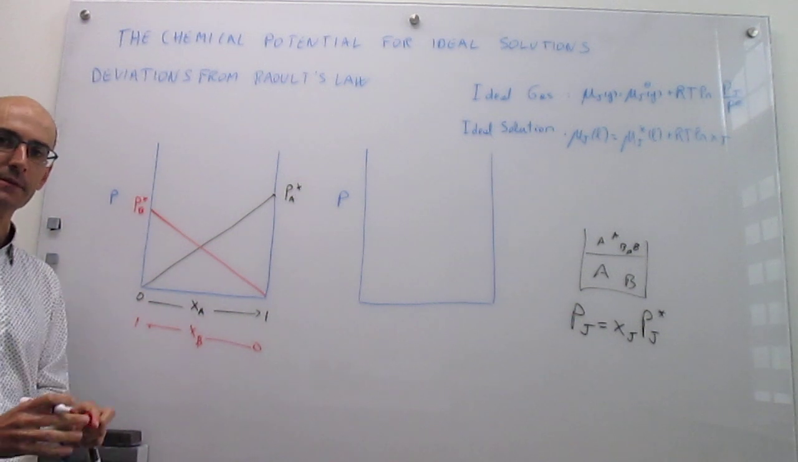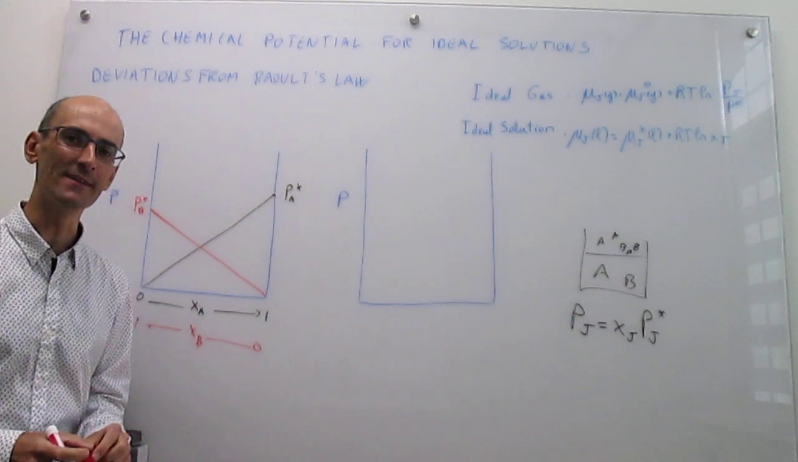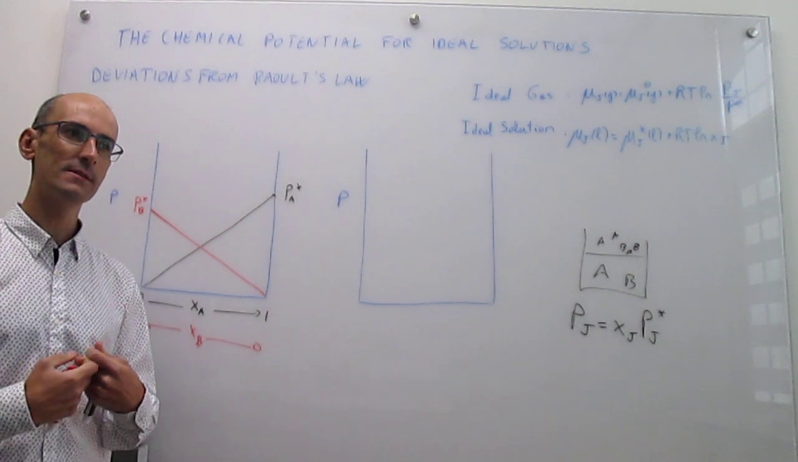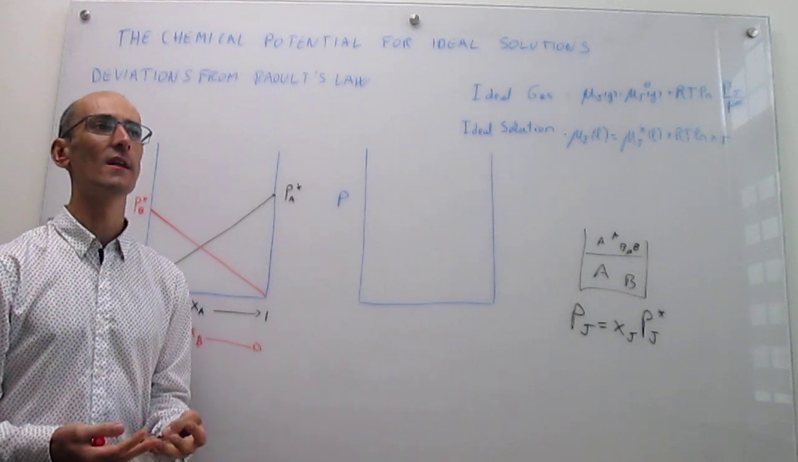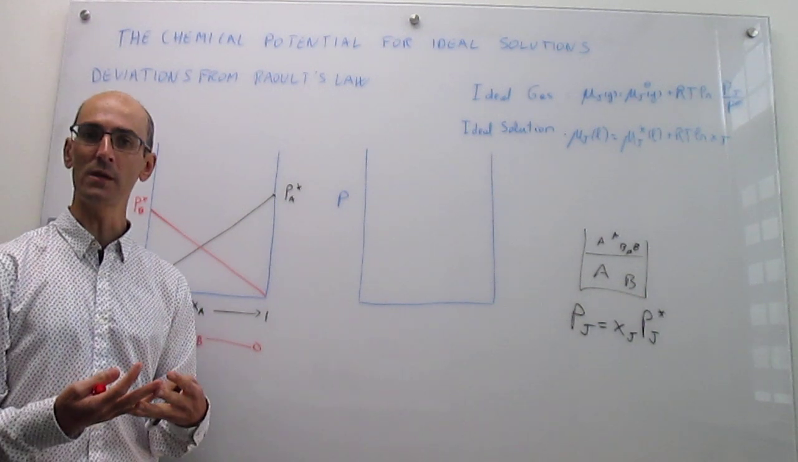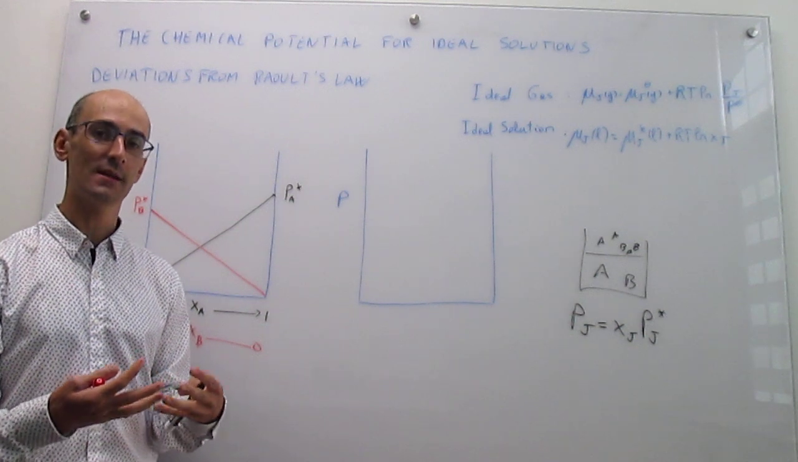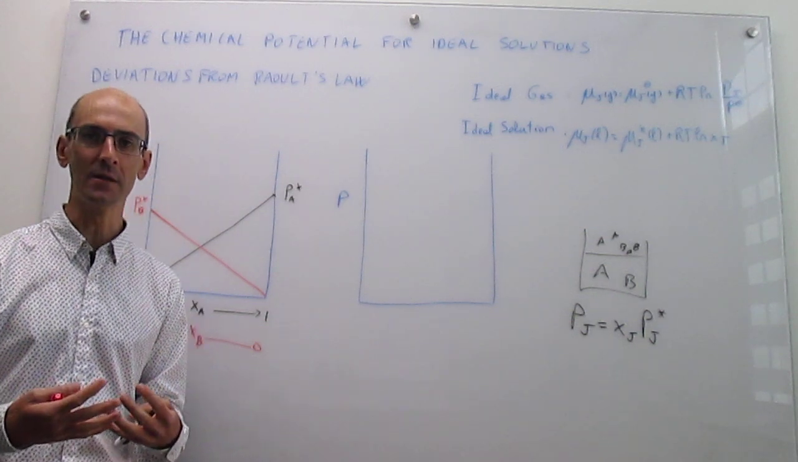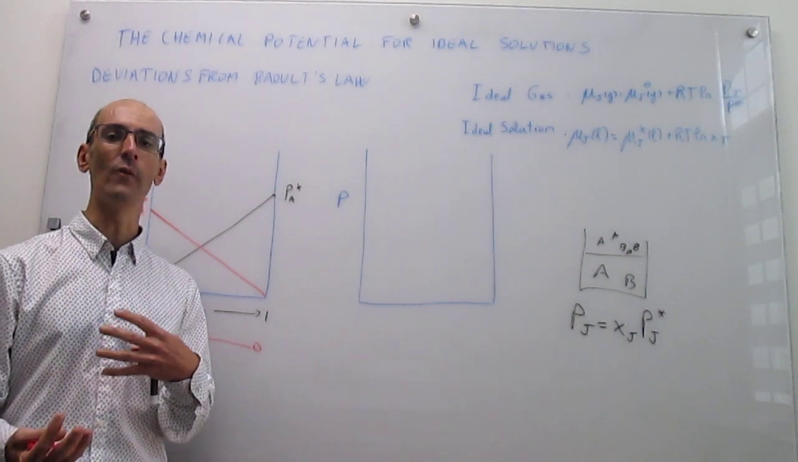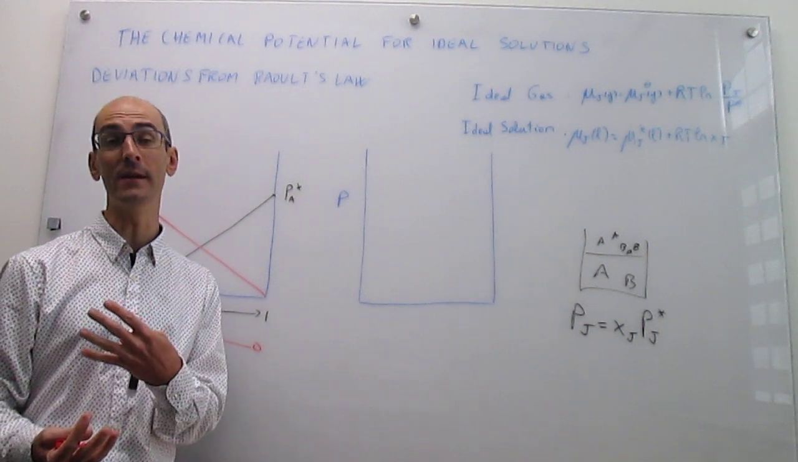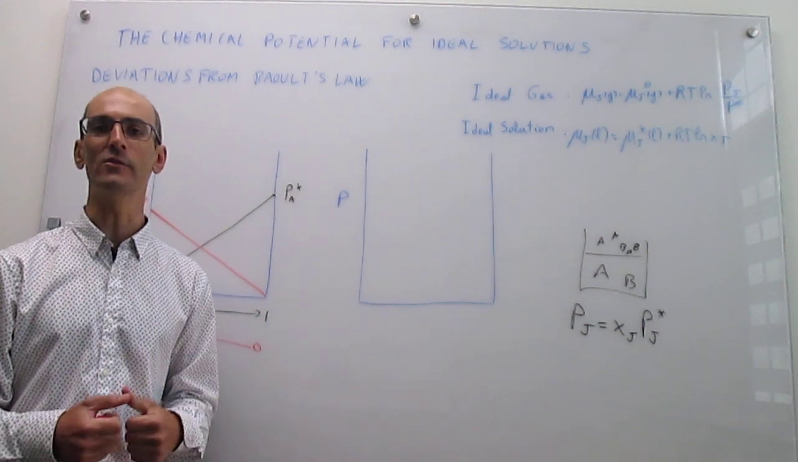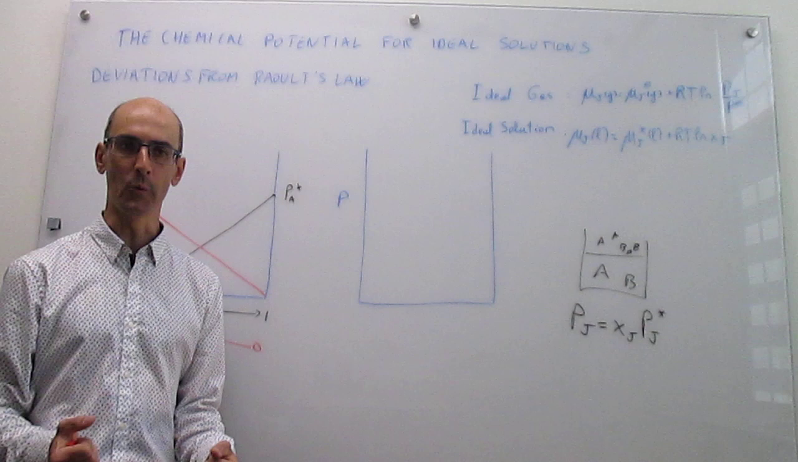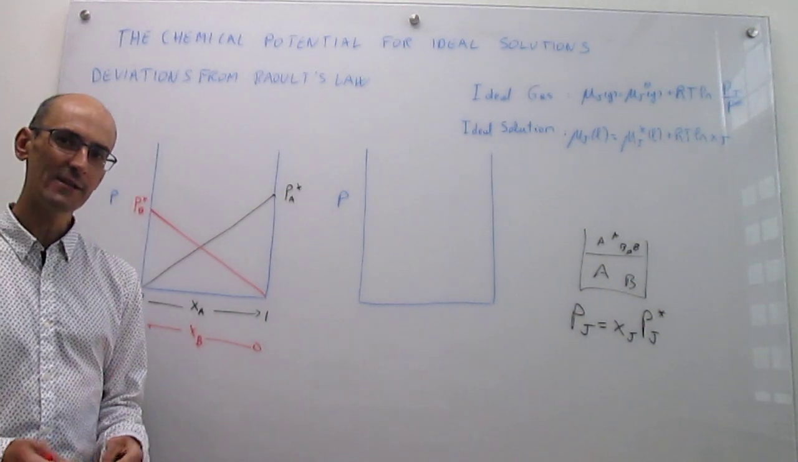This happens for ideal solutions, and again we have defined ideal solutions as those in which the components A and B are similar in nature, such that the interactions of A with B are of the same type as the interactions of A with A and B with B. So for example, benzene and toluene are very similar molecules, and you can see how the way that toluene will interact with benzene is going to be similar to the way that benzene interacts with benzene and toluene interacts with toluene.